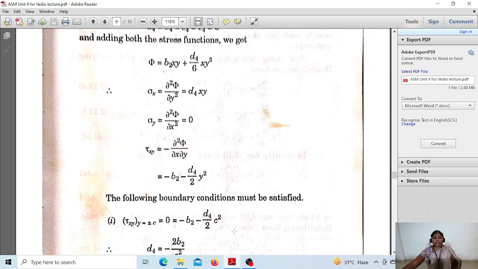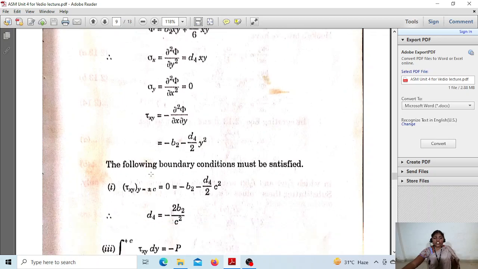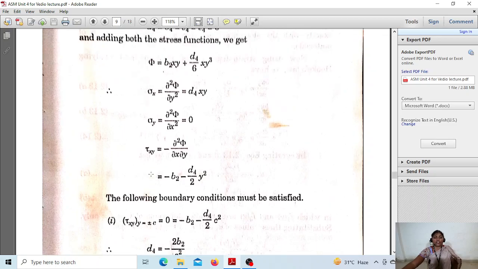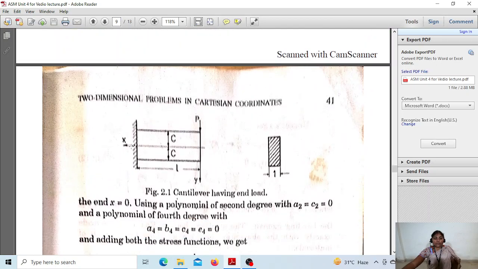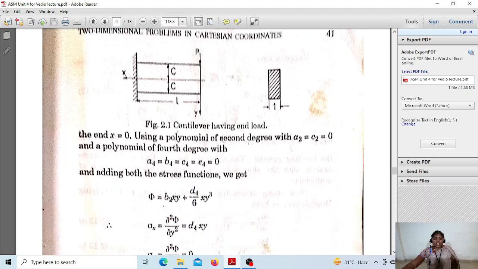All of you know that at the cantilever fixed end the moment is 0, the deflection is 0, and the slope is also 0. You have learned this in your structural analysis. But here you take a condition on shear stress: shear stress at the boundaries is equal to 0. Now let us go back to the problem. At c, that is at the boundaries, shear stress is 0.